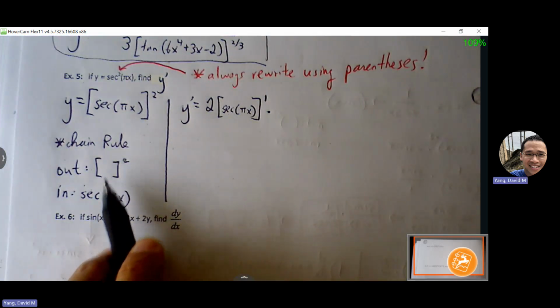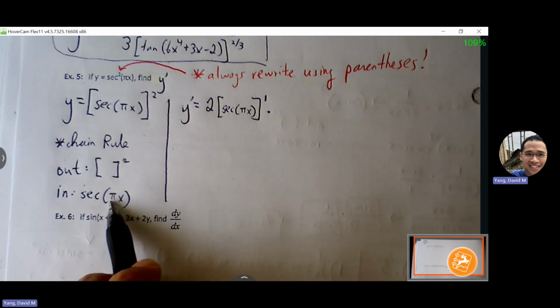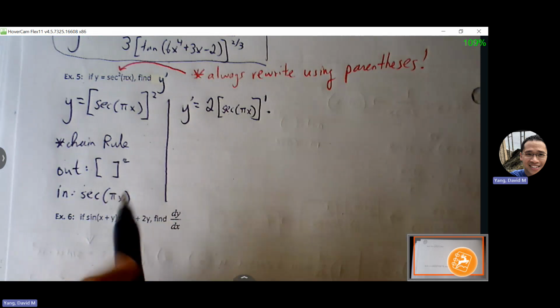Outside derivative is simply power rule. Inside derivative, secant's derivative is secant u tangent u times u prime.